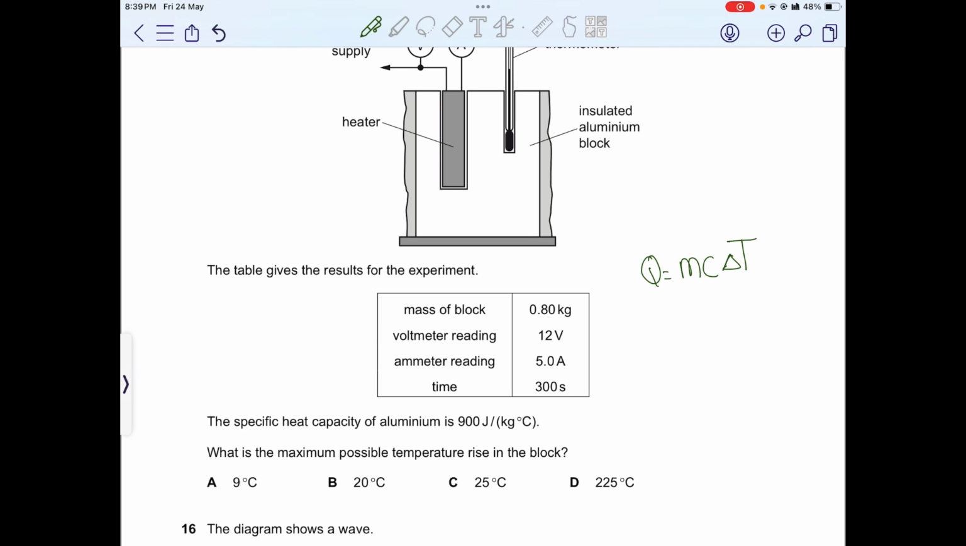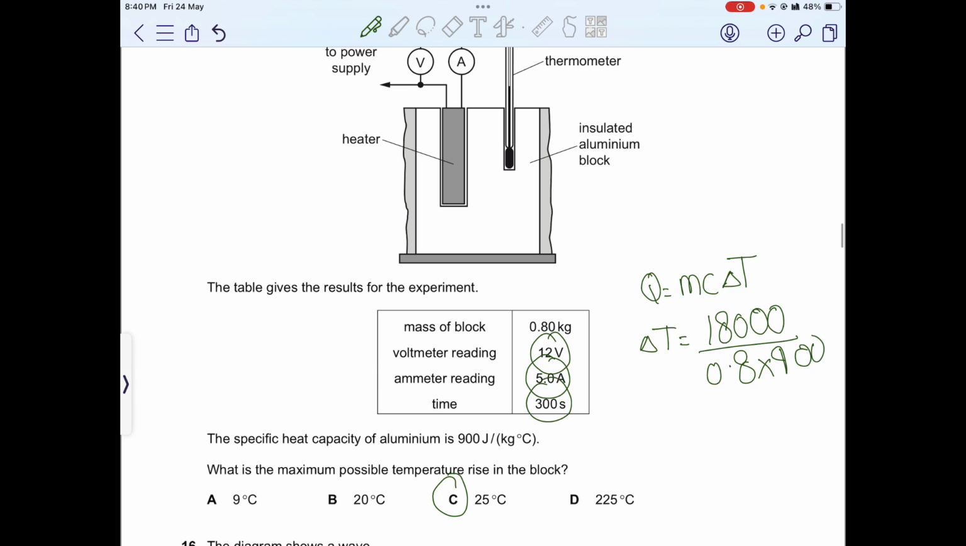Now we want to work out the change in temperature. Change in temperature would equal the energy supplied divided by m c. How do you find the energy? Voltmeter reading is given, current is given, and time is given. Energy is equal to voltmeter reading times the current reading times the time. 12 into 5 into 300 is 18,000. Divided by, what's the mass? Are we given the mass? 0.8. And what is the specific heat capacity? 900. So if you divide 18,000 by 0.8 into 900, that gives you 25. So the correct answer would be 25 degrees C.